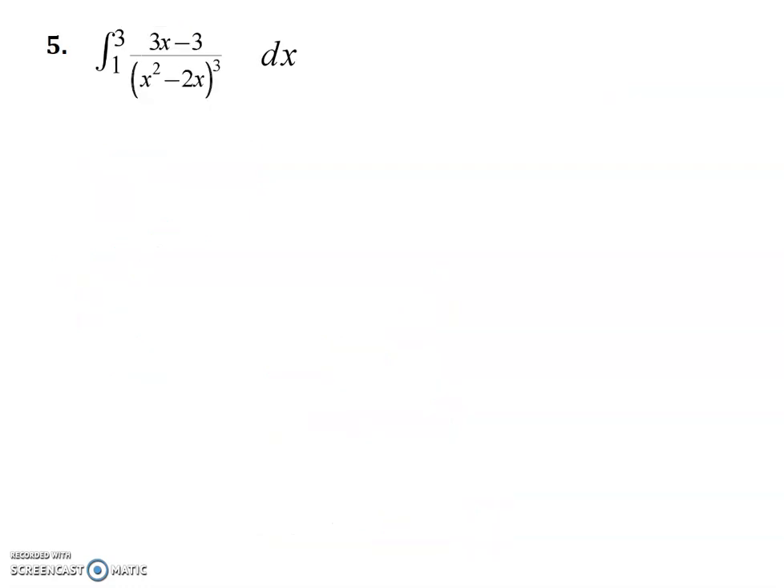Now let's look at one more rational function. So we have 3x minus 3 over x squared minus 2x cubed. So u is going to be x squared minus 2x. You're always going to pick the part in the parentheses with the exponent or in the root. So du will be 2x, the derivative of x squared, minus the derivative of 2x, which is just 2.